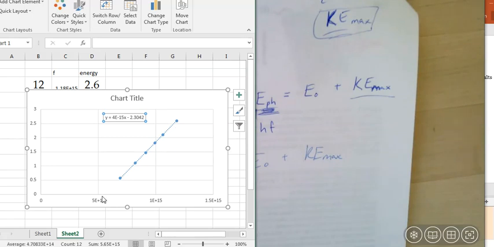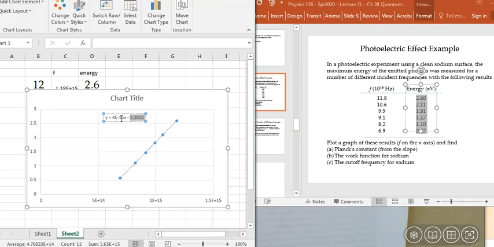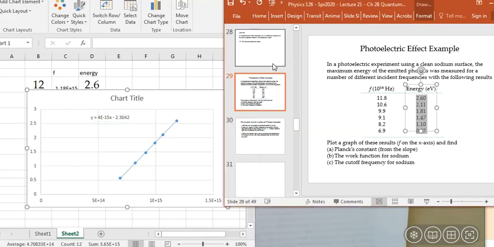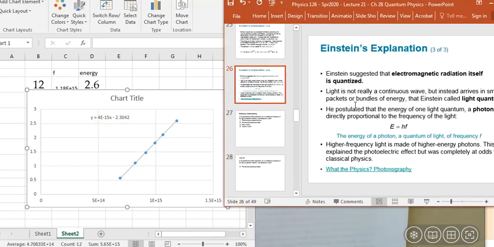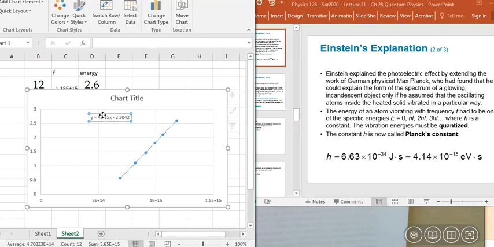So this line goes down, right? The x-axis is the frequency, the y-axis is the energy. And we notice that at zero frequency we have this minus 2.3. That minus 2.3 is actually our work function, so it's interesting that we can extract that from there. Planck's constant is going to be our slope. And I'll compare that number to this one here, 4.14 times 10 to the minus 15 electron volts times seconds. And so that is this number here.